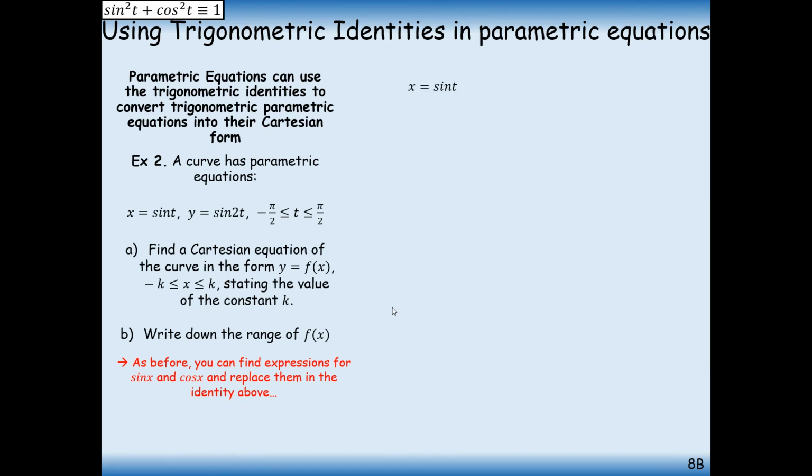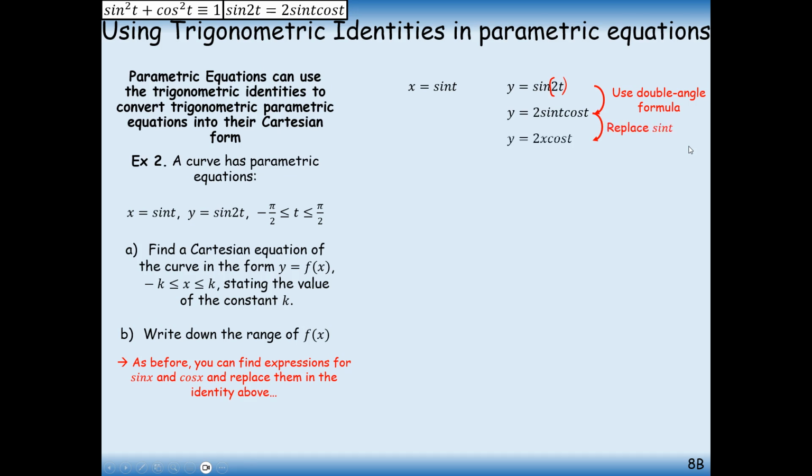So x is sine of t, and y involves a double angle: y is sine of 2t. We can use the double angle formula for y, which is 2 lots of sine t cos t, and we can substitute x for sine of t, and write cos of t as the square root of 1 minus x squared, because cos of t is simply the square root of 1 minus sine squared, as we did in the earlier preliminary questions that we went through.